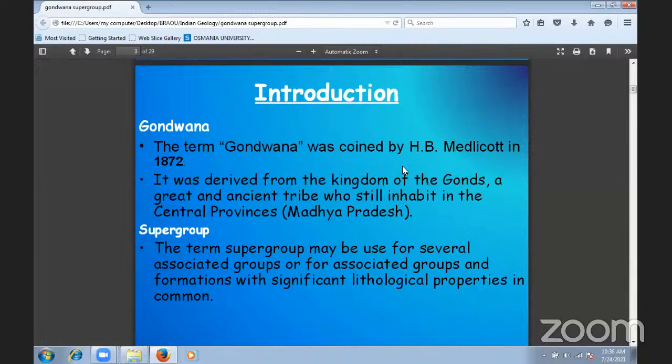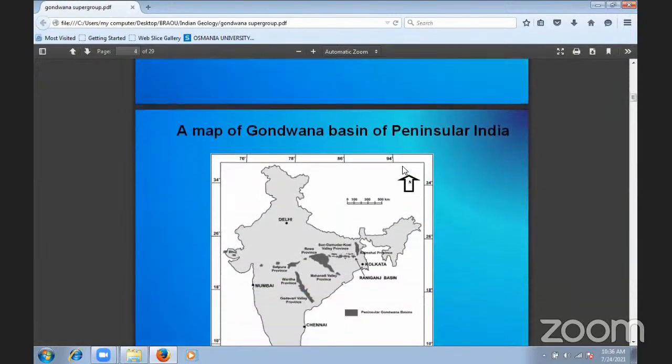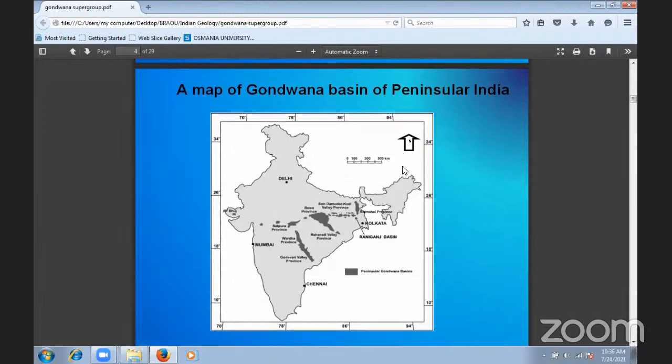Why are we calling this a supergroup? The term supergroup may be used for several associated groups, an association of groups and formations, and it has significant lithological properties when compared with others. Now you see here the Gondwana basin in our peninsular India.